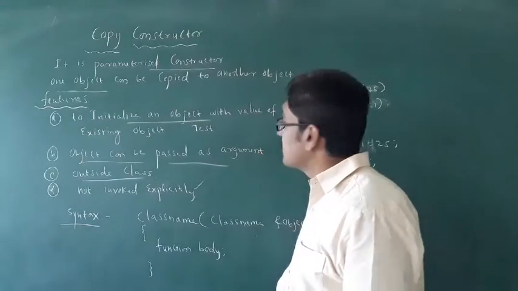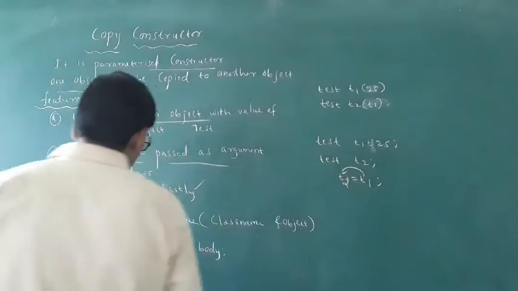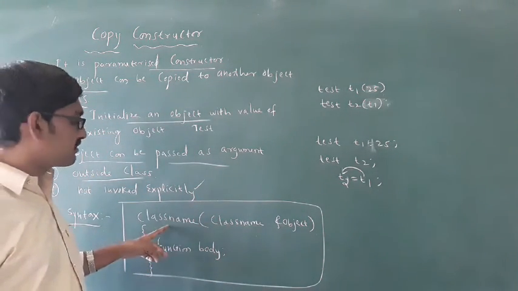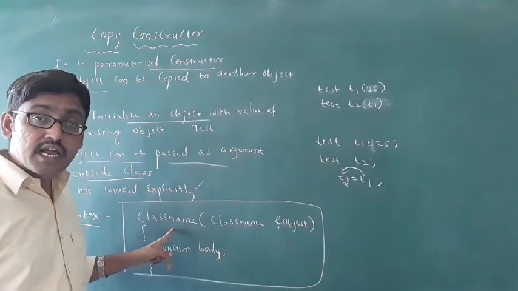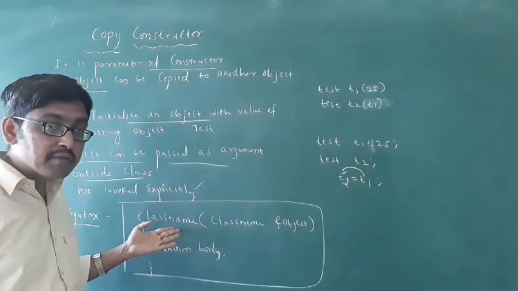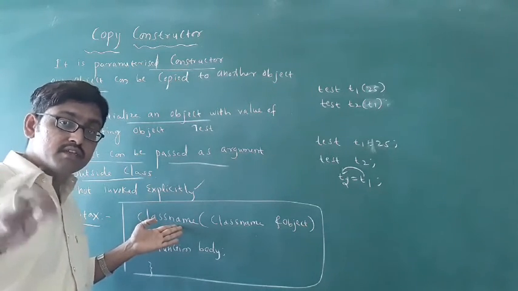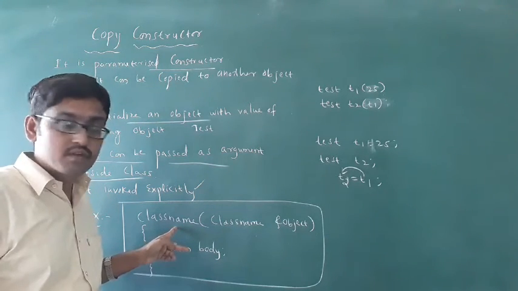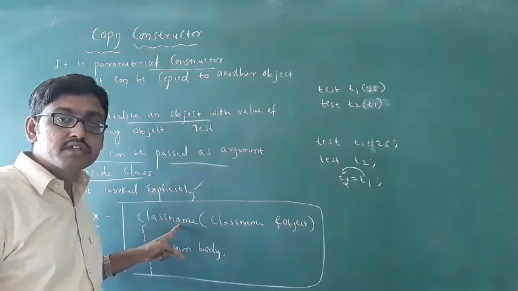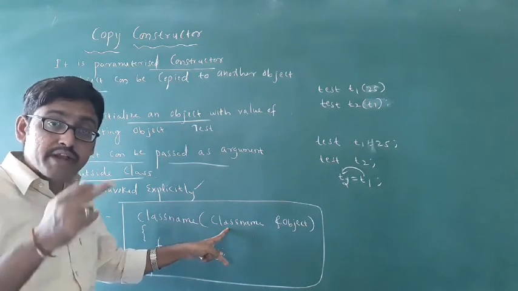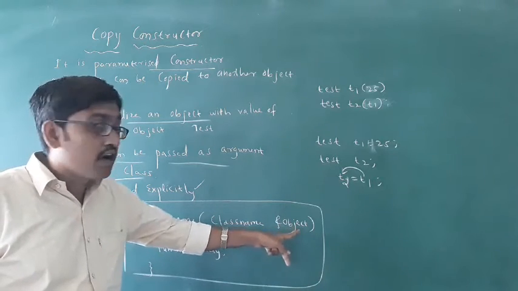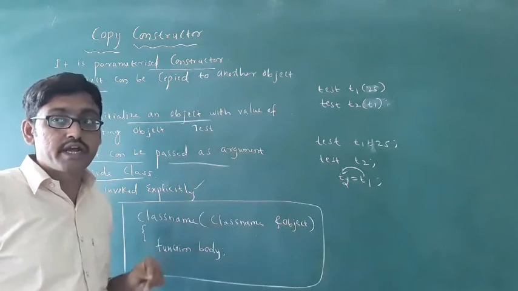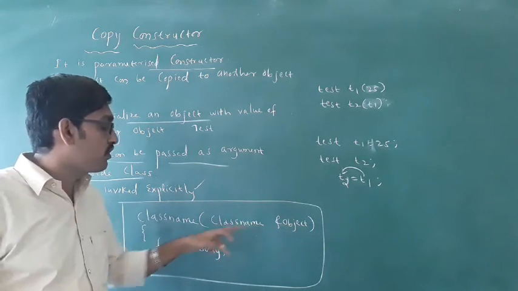Then the next one is how to write the syntax. This is the syntax of a copy constructor. First you have to write the class name. The class name is the constructor name, the copy constructor name. You know constructor means the class name and constructor name are always the same. Then in brackets you have to write class name and object. You must use the ampersand operator with the object, then the function body.